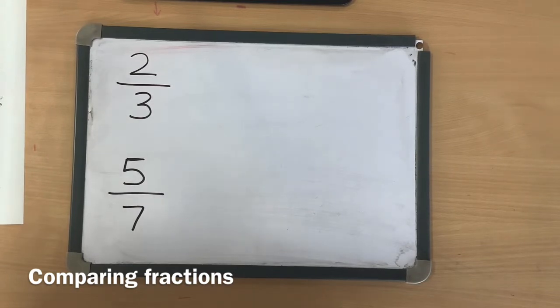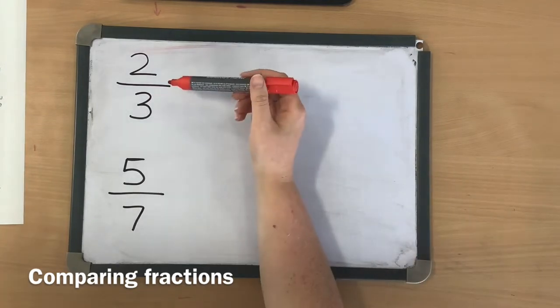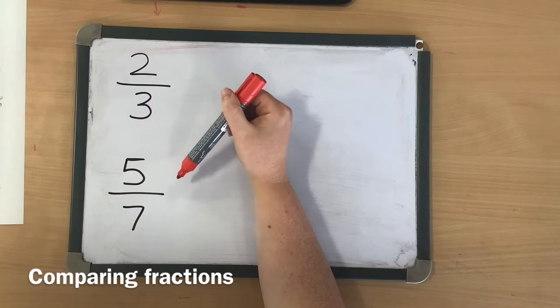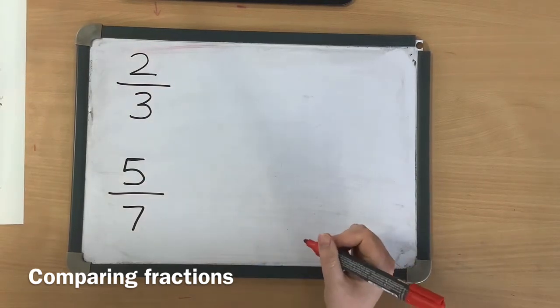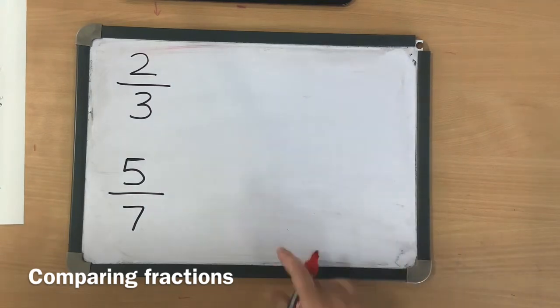What we have to do is change the denominators so they are both the same. And how do we do that, you may ask? Well, we use our knowledge of common multiples, and we have to find the lowest common multiple. For example, with 2/3 and 5/7, I need to find the multiples of the denominators first, which I'm going to write out.